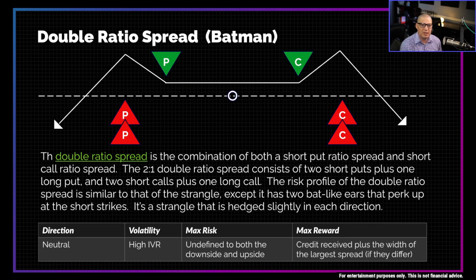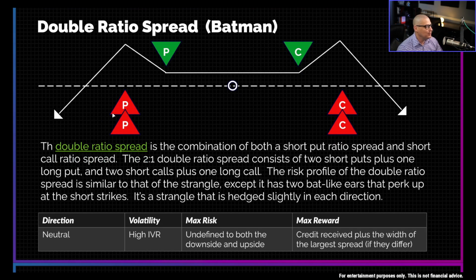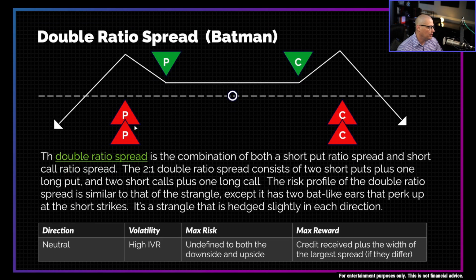So think of the put ratio spread as a way to reduce risk. Instead of just doing a short put, do a put ratio spread to reduce your risk just a little bit. The call ratio spread, think of that as an alternative to a naked short call, again, to reduce your risk just a little bit. And the double ratio spread, think of this as a way to reduce your risk on a strangle just a little bit, right? Because you have a little bit of protection both to the upside and the downside, again, due to these embedded debit spreads. The double ratio spread has unlimited risk both to the upside and the downside.